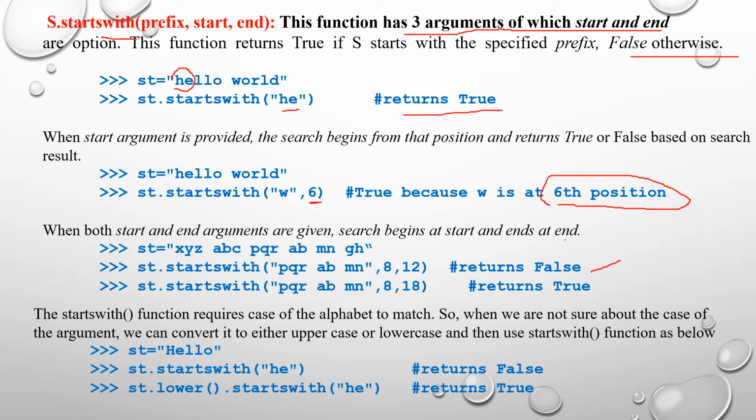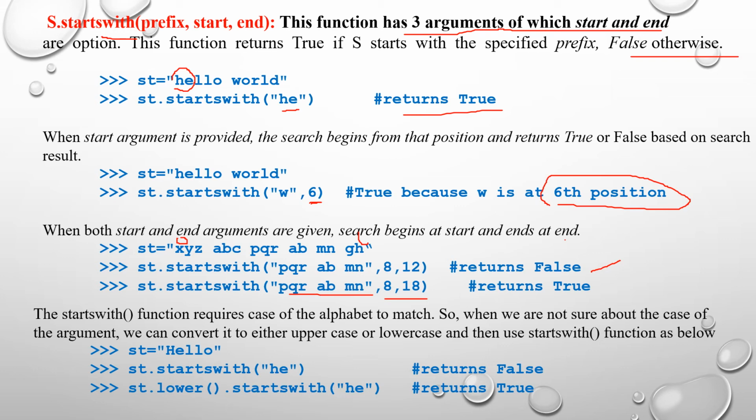Here st.startswith("pqr", 8, 18). This is the indexing of this string. The starting index is 0 and this is the end index. So here we assign the range 8 to 18. It returns True, because between 8 and 18 these are available, so this instruction returns True.